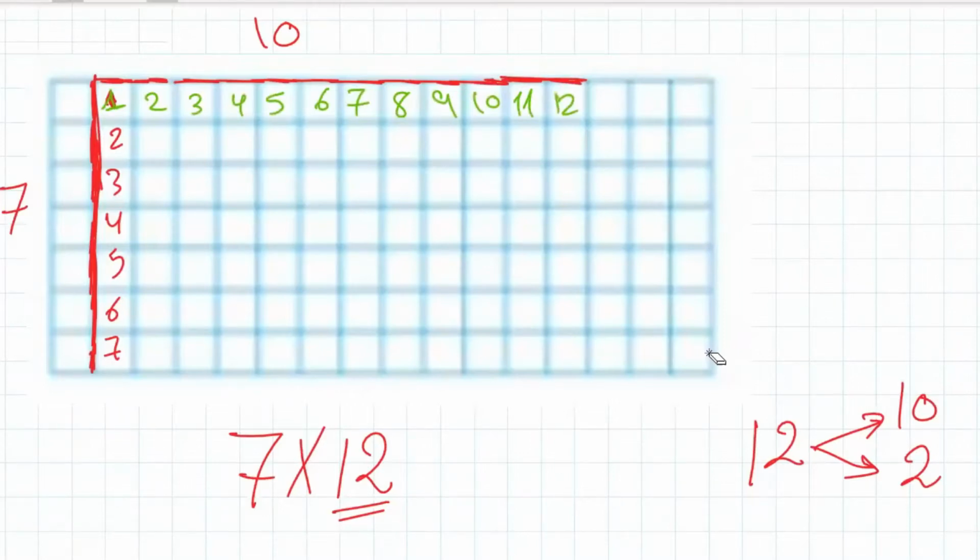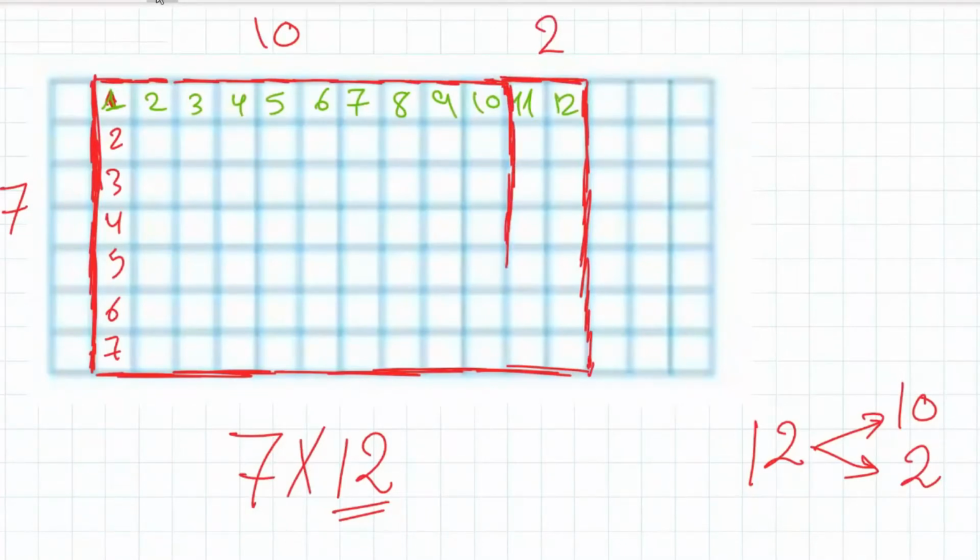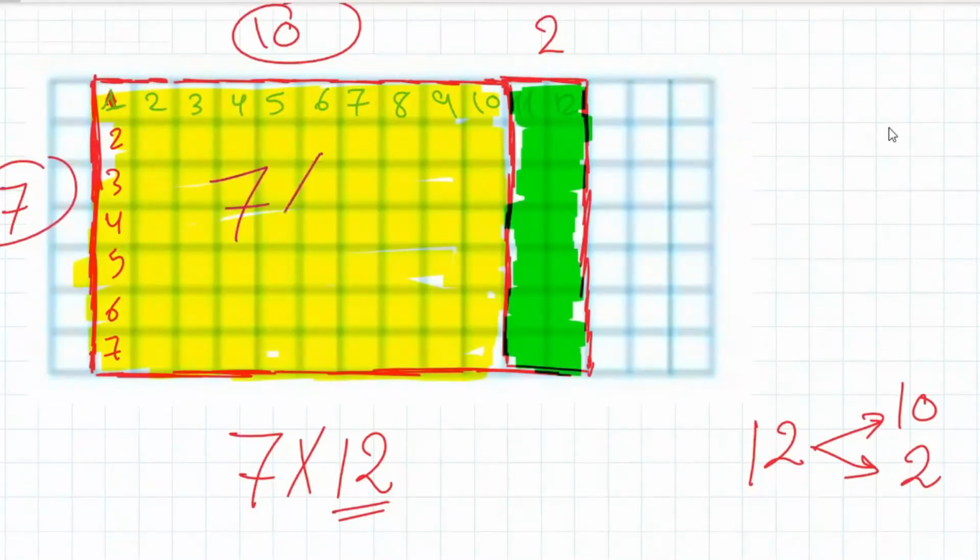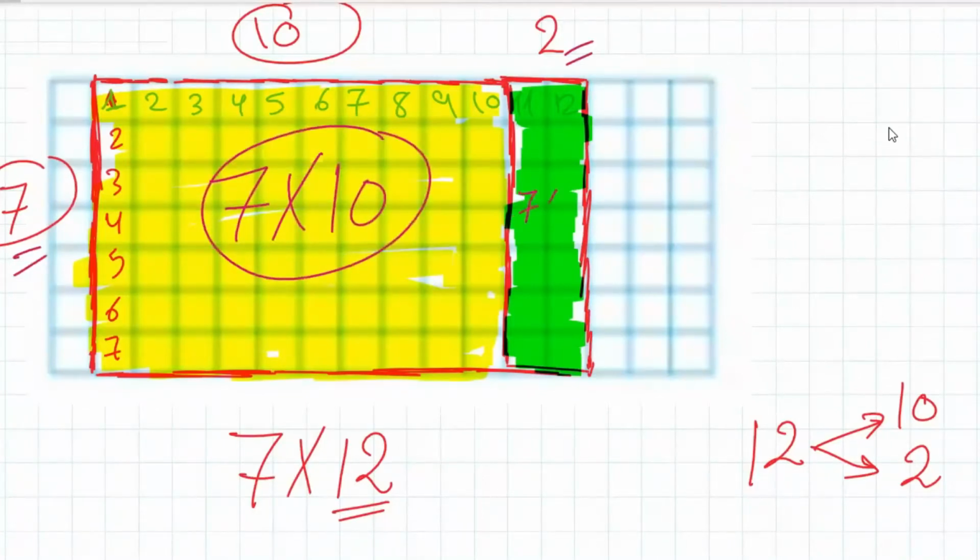Okay, let's continue drawing your rectangle like that. After that, we have here 10, right? Let's write here 2. We have here 10. So in 10, let's divide this rectangle like that. Okay, and let's color it. Let's change the color and color this. Okay, after that, 7 multiplied by 10, and 7 multiplied by 2, write it here.